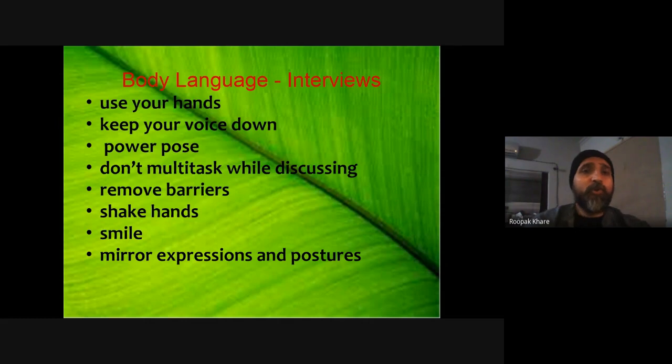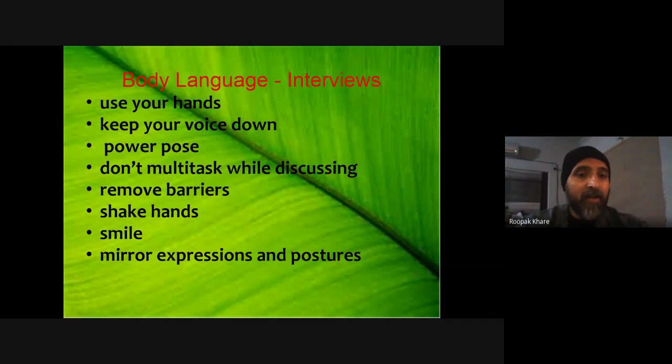What should you do? Use your hands, keep your voice down, don't be very loud. You should be in a power pose, sit straight with your shoulders stretched nicely. Don't multitask while discussing. There are people who are writing and saying something at the same time. Don't do that. Barriers should be removed. We know what communication barriers are. We should get rid of them. Shake hands.